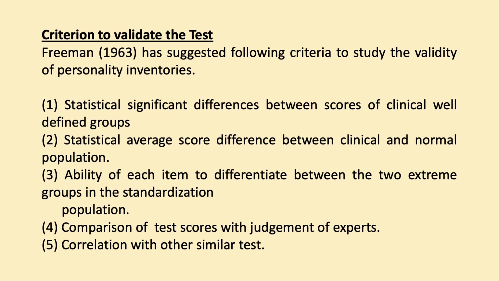Comparison of test score with the judgment of the experts. What the experts have said, well, it is anxiety, whether it is measuring or not. So, the criteria are the judgment of the expert and correlation with other similar tests. Now, I have already constructed a test of measuring anxiety. Now, you are also constructing a test to measure anxiety. If I have made a test of anxiety, it is not my monopoly. Anybody in India or anywhere in the world can construct one. Now, I have made a test and it is already in use. It is valid. Now, you administer your test.